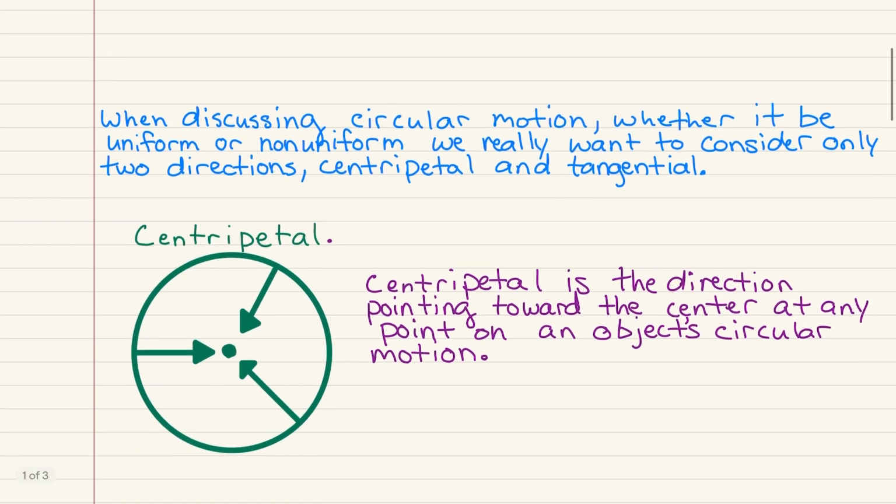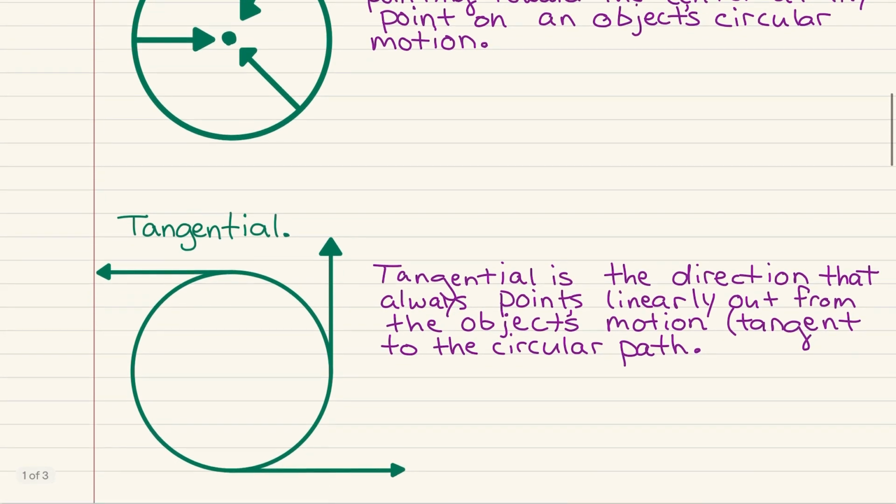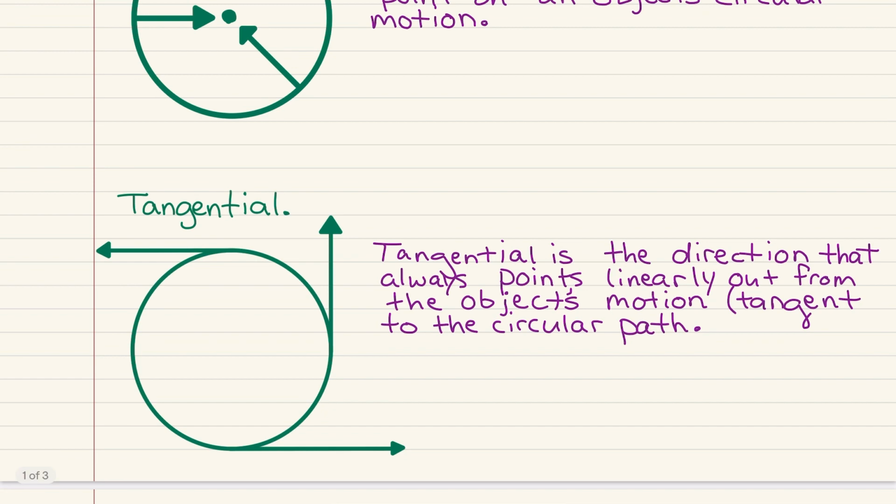So, when discussing circular motion in general, whether it be uniform or non-uniform, we really want to consider only two directions, centripetal and tangential. And you almost want to consider them as if they're the x and y direction. Now, centripetal is of course a direction, and it is the direction pointing towards the center at any point on a circle, or any point on an object's circular motion. Tangential is referring to the direction that always points tangentially outward from a circle in a linear path. In this case, you'd see that this would be true about three different tangential directions if we're moving in a counterclockwise direction.